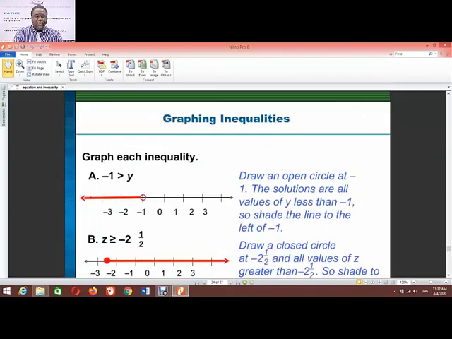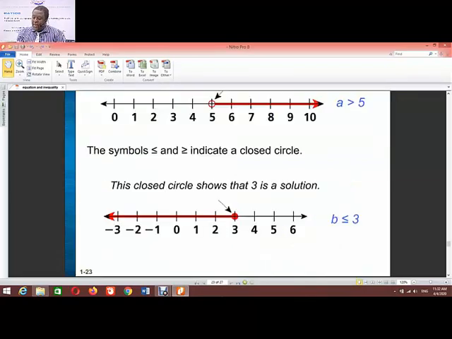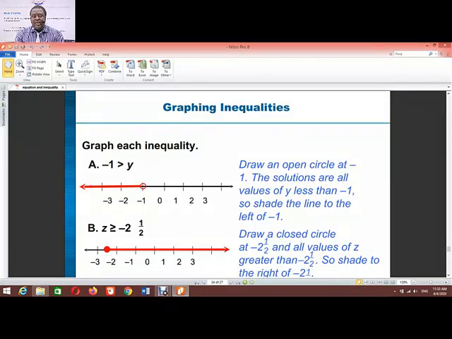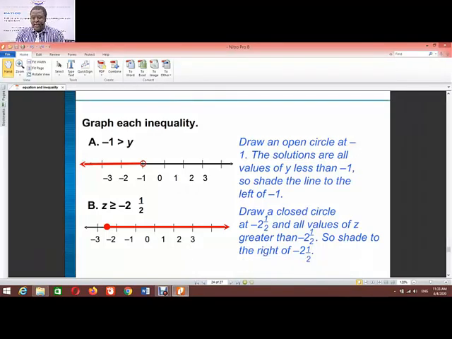The second one we have is b, which is less or equal to 3. Less or equal means that we have a closed circle, not an open but a closed circle, from 3 closed to negative infinity. You can take your notebook as well and try to do these ones and check if your answers are correct. We have y is less than negative 1. The answer is there for you. The second one, z is greater or equal to minus 2.5. Here too the answer is there for you to see.